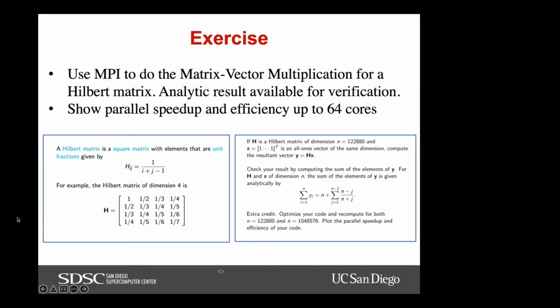So the last thing is your homework. I haven't put this in the task list, but I'll put that in. Just try to write an MPI code that does a matrix vector multiplication for a Hilbert matrix. And if you're wondering what a Hilbert matrix is, it's a square matrix with elements that are unit fractions, like 1 over i plus j minus 1. And the good thing is that there is an analytical result.